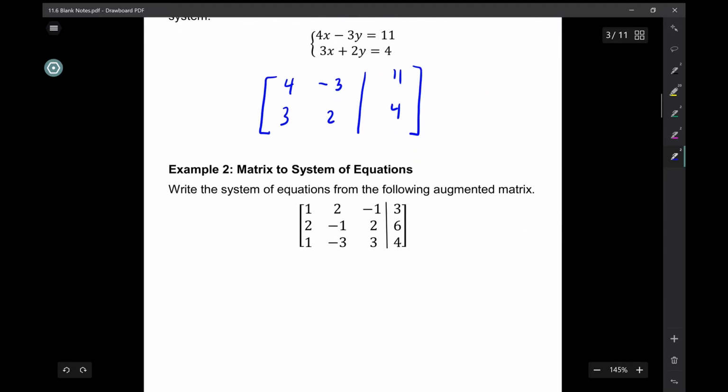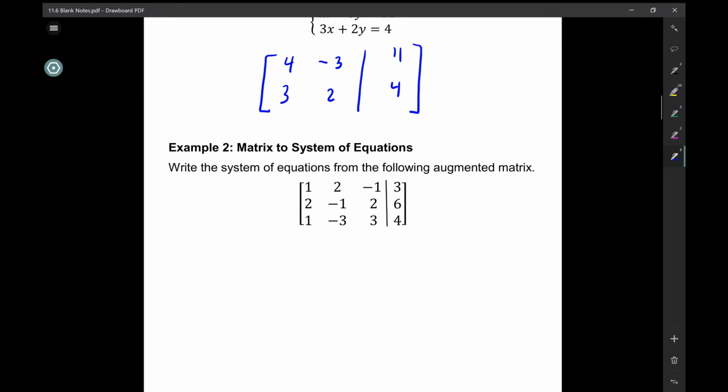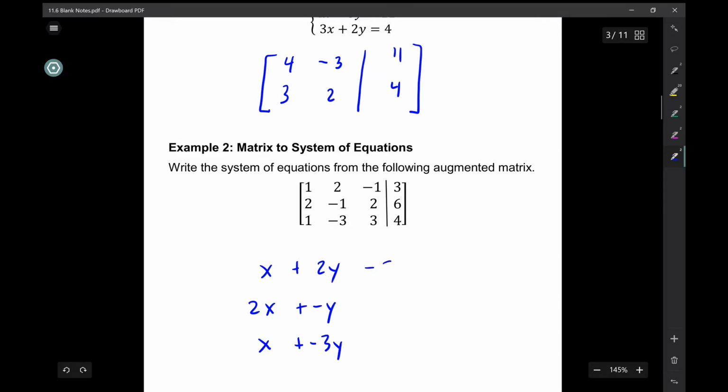Let's try going back the other way. I would like you to write the original system of equations that would have produced this augmented matrix. Go ahead and pause the video and write it. All right, there's a couple ways to do this. I'm just going to write 1x plus 2y minus z equals 3, 2x minus y plus 2z equals 6, 1x minus 3y plus 3z equals 4. So you can go back and forth between those.